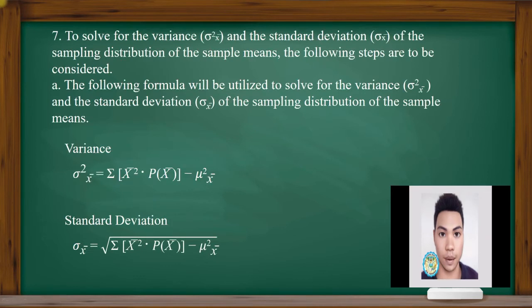Next, step number 7. To solve for the variance and the standard deviation of the sampling distribution of sample means, the following steps are to be considered. First, the following formulas will be utilized to solve for the variance and the standard deviation of the sampling distribution of sample means. This is our formula for the variance. This one is for the standard deviation. If you notice, we just took the square root of the variance.